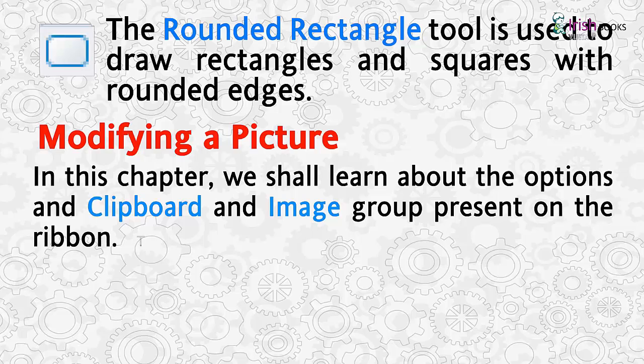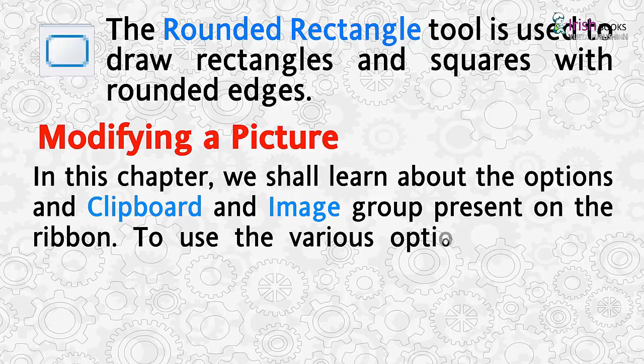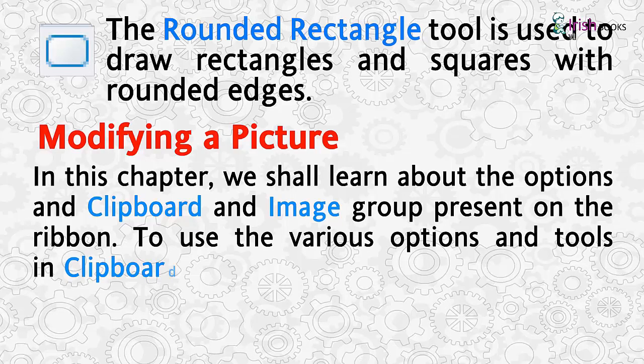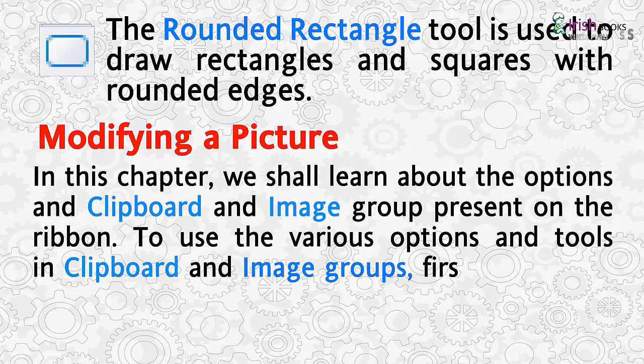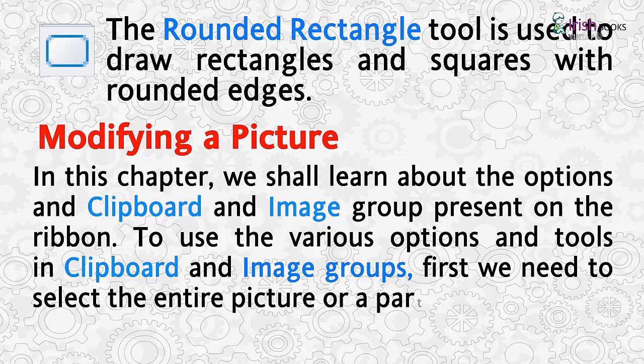Modifying a picture. In this chapter, we shall learn about the options and tools in the Clipboard and Image groups present on the ribbon. To use the various options and tools in the Clipboard and Image groups, first we need to select the entire picture or a part of it.